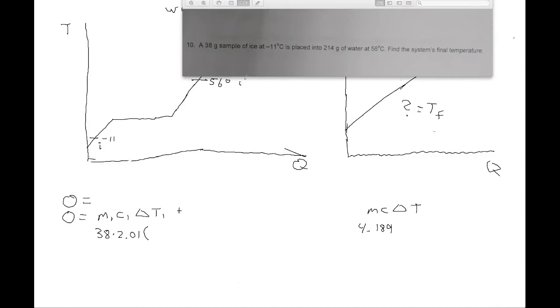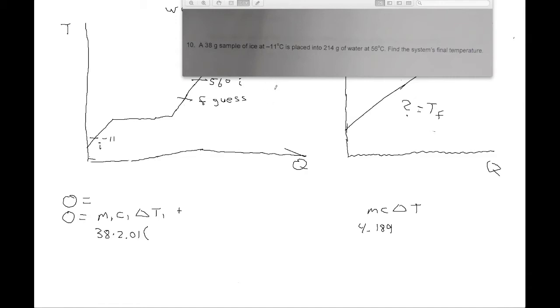Well, the final phase I'd say would be liquid. So then you would be predicting the temperature is between where and where? 0 degrees Celsius and 56. So we could label this as our guess. So who are you guessing is going to change temperature more, the ice or the liquid water?